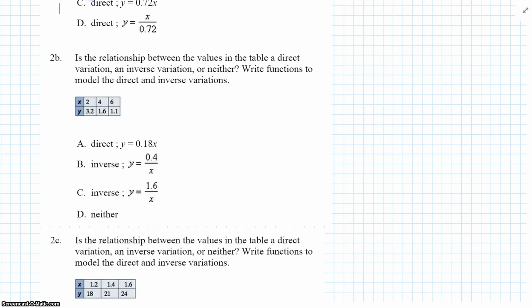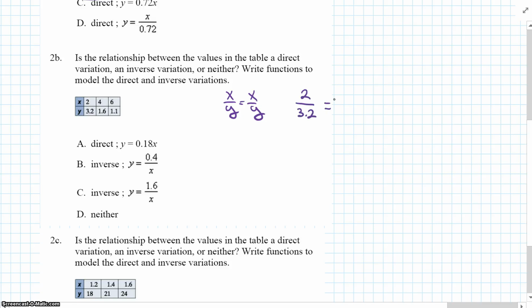2b, is the relationship direct variation or inverse? So direct variation means x over y is going to equal x over y for the other pair. So let's look. Do I have 2 over 3.2? Is that equal to 4 over 1.6? No, it is not. You can cross multiply if you need to prove it. So it's not a direct variation. So what does an inverse variation mean?